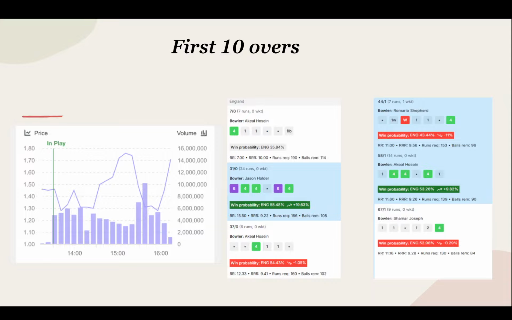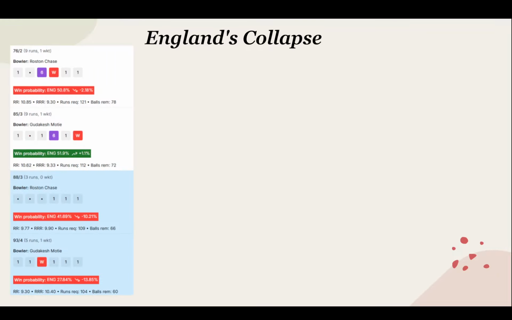So you can see, like I said here, it touched down to 1.3 or just above 1.3 and then came under due to the fact there was a wicket there, a few more boundaries, and it came down to here. So we settled just below 1.3 at the end of the power play. And then England's collapse came.